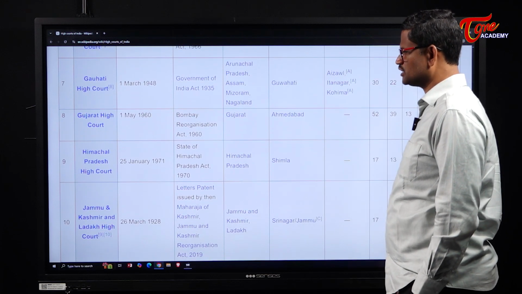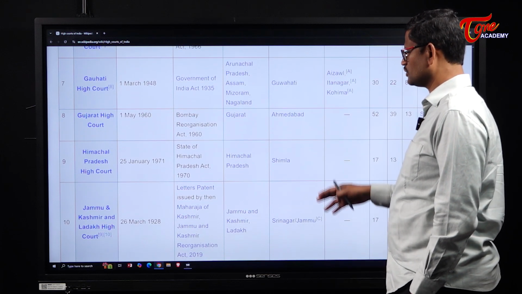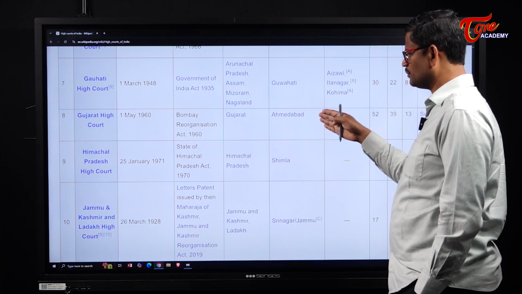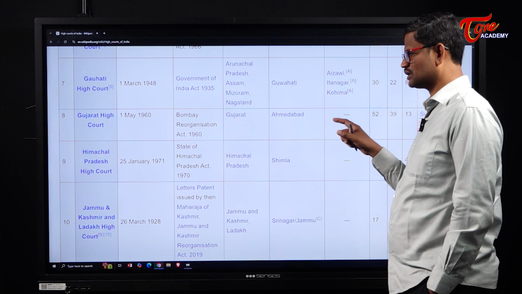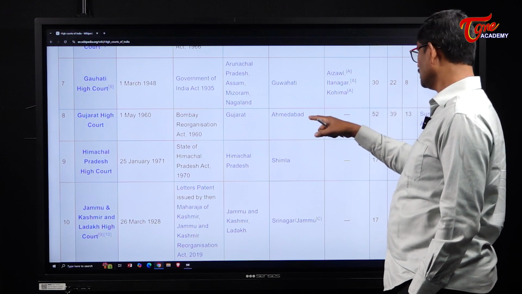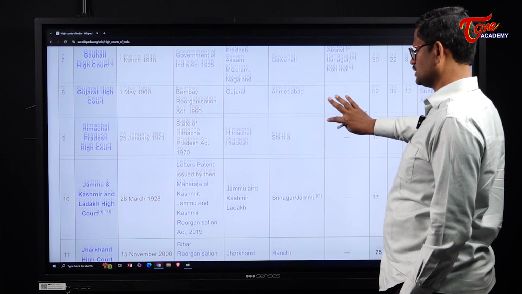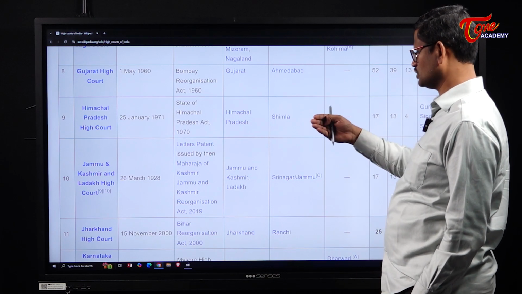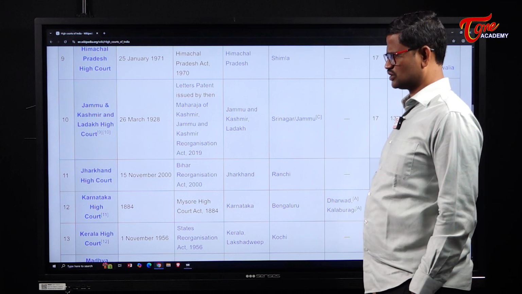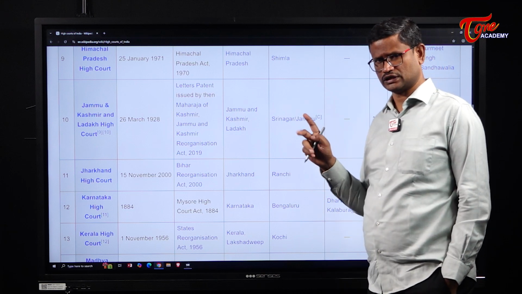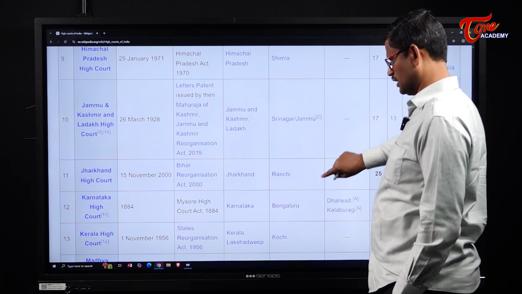The next one is Gujarat High Court. Gujarat High Court is located in Ahmedabad, not in Gandhinagar. The capital of Gujarat is Gandhinagar, but the High Court is not located in Gandhinagar, it is located in Ahmedabad. The next one is Himachal Pradesh. The High Court is located in Shimla, the capital city. And the High Court of Jammu and Kashmir has jurisdiction over two union territories, Jammu and Kashmir and Ladakh.